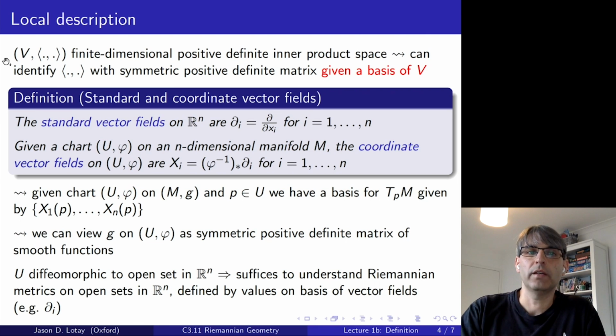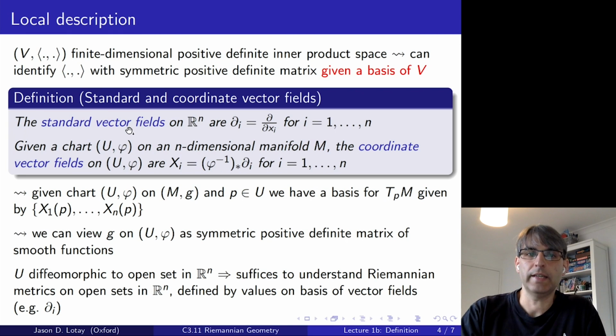Okay, so then it's important for us to know what is a natural choice of basis for our vector spaces. So of course, the vector spaces that we have in mind are the tangent spaces to our manifold. So that means we want some tangent vectors, or more generally, we want some vector fields. So let's just recall the following definitions from the differentiable manifolds course.